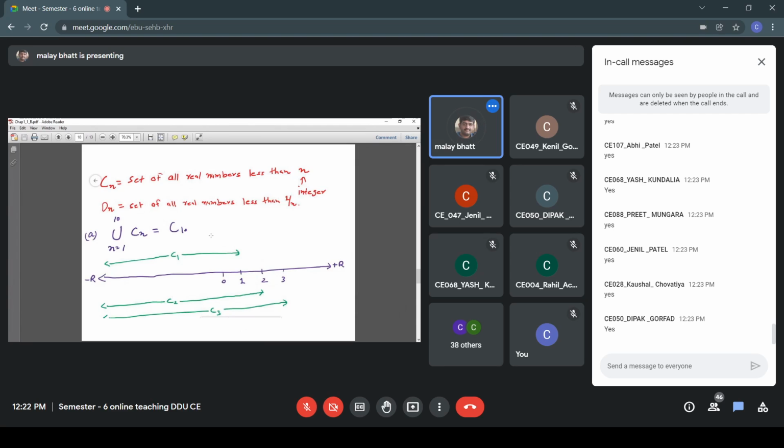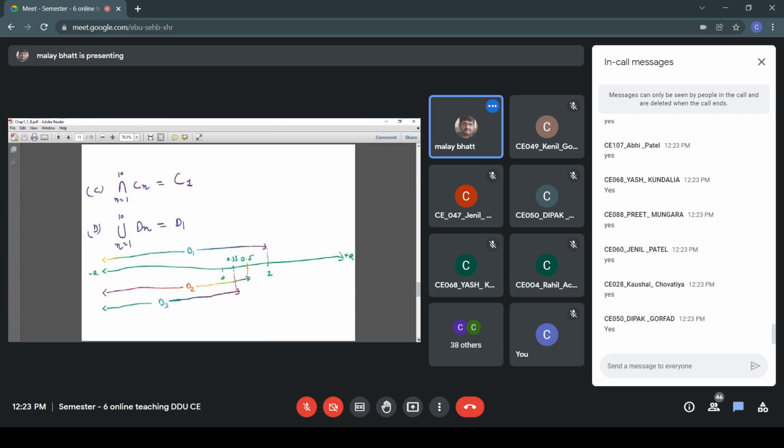Now, another definition is for the Dn set. So what is Dn? Dn is nothing but the set of all real numbers less than 1 upon n. If you consider the Dn, we have a diagram which is different from this, right? We have to consider a different diagram. So here I have represented the diagram for set D.